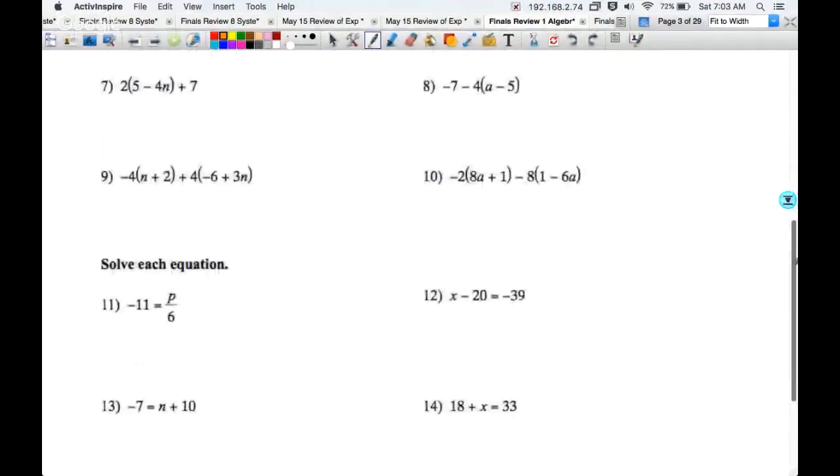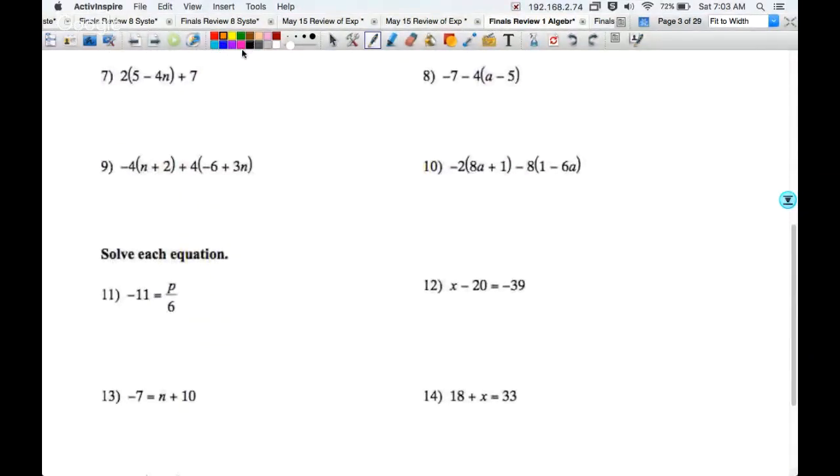Also know the word sum, which tells us to add. Simplify each expression. Let's just skip down to one of these hard ones that we'll use all of our skills on. For number 10, we've got to distribute this 2. We know we have to distribute because we have a number in front of a set of parentheses. Remember to distribute the negatives with these. And let's see what we get. We get negative 16a minus 2 minus 8 plus 48a.